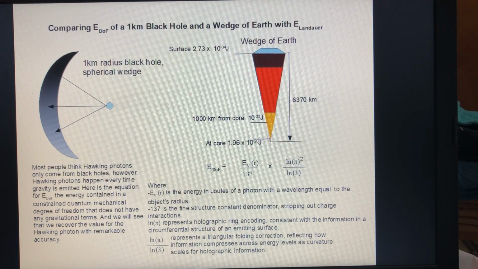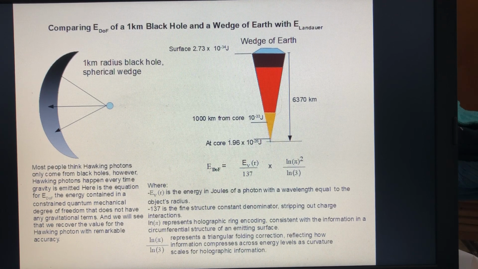If you remember from our last video, the Hawking photon is at precisely the same energy level as gravitational energy emission. So here is the equation. E degree of freedom equals E gamma times radius over 137 times natural log pi squared over natural log 3. So E gamma radius is the energy in joules of a photon with a wavelength equal to the object's radius.